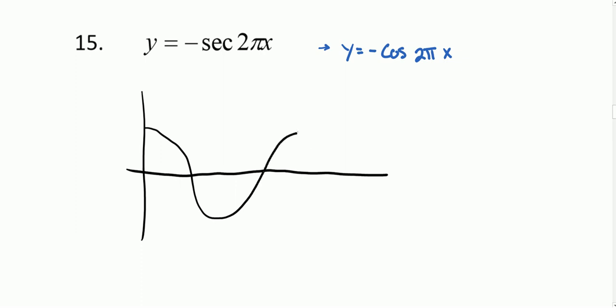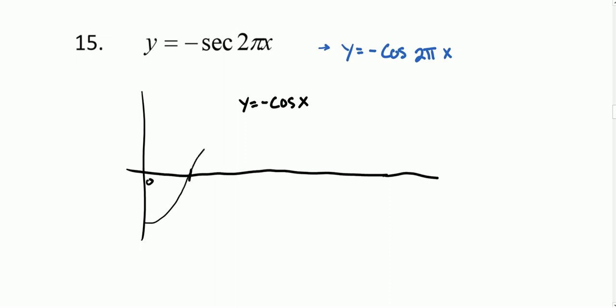There's 1 period, 2 periods. This is the basic cosine function. So first, y equals negative. I forgot the negative. Let's switch this around. So let's start again. Negative flips this upside down. So it looks like this. There's one period, 2 periods.